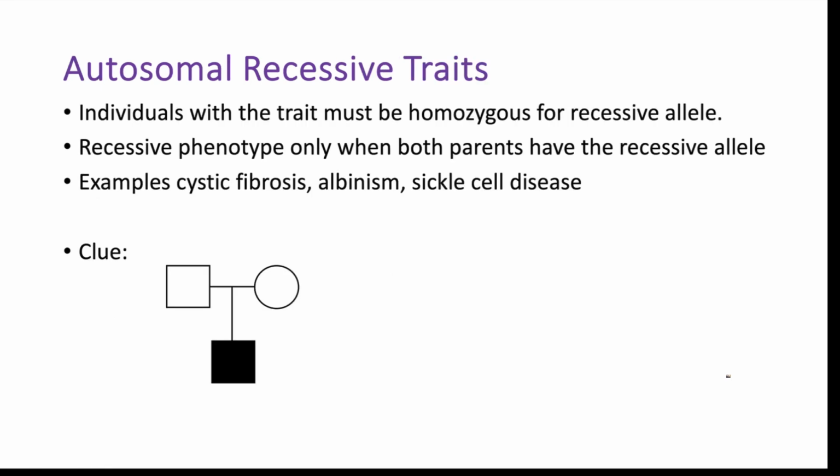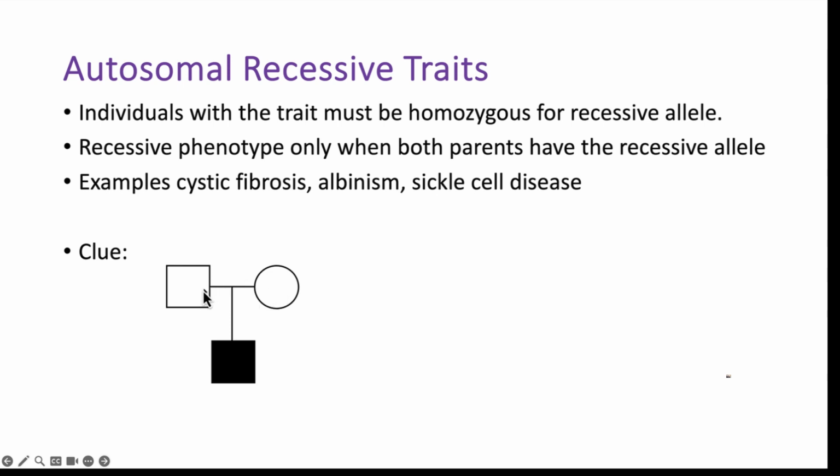All right, so autosomal recessive traits. This is like PKU or cystic fibrosis or albinism that we talked about before, and sickle cell disease, which we've talked about as well. Individuals with a trait must be homozygous for the recessive allele. Recessive phenotype can only be present when both parents have the recessive allele. So these parents must be carriers.